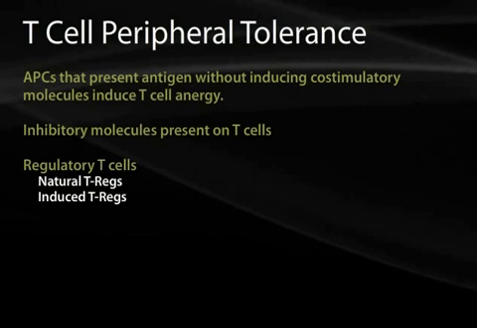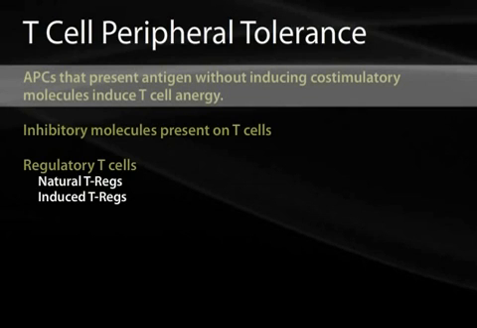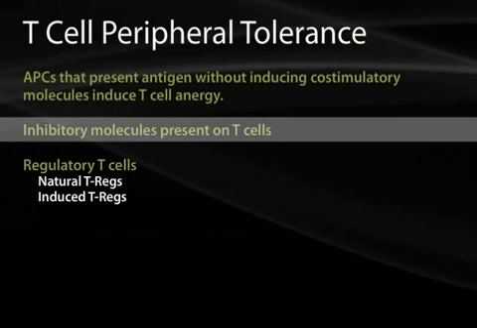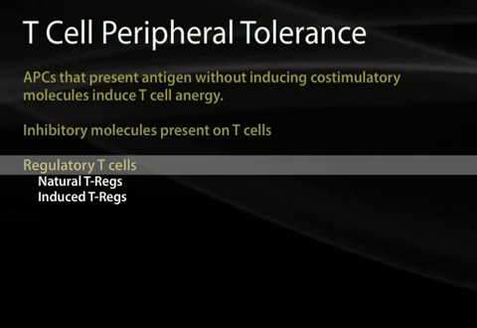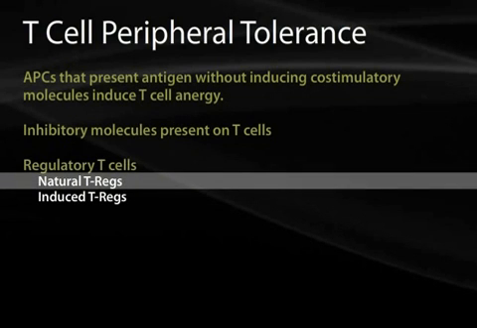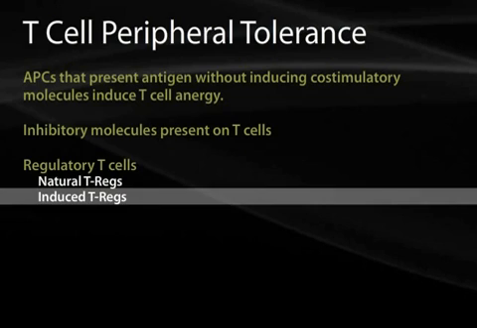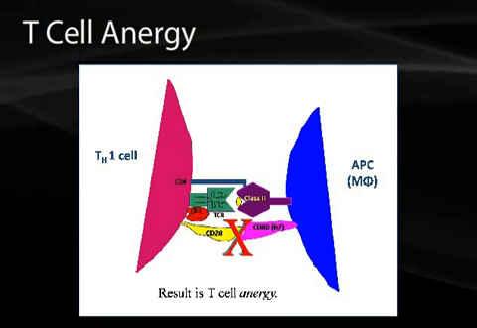Now, another effector function of the T cells has to do with peripheral tolerance. And there are a couple of mechanisms in which this can come about. One of them involves APCs, and it's APCs that present antigen without inducing co-stimulatory molecules. This induces a state called T cell anergy. In another process, we have inhibitory molecules present on T cells, such as CTLA4, and we also have regulatory T cells that come in two forms, natural Tregs and induced Tregs.